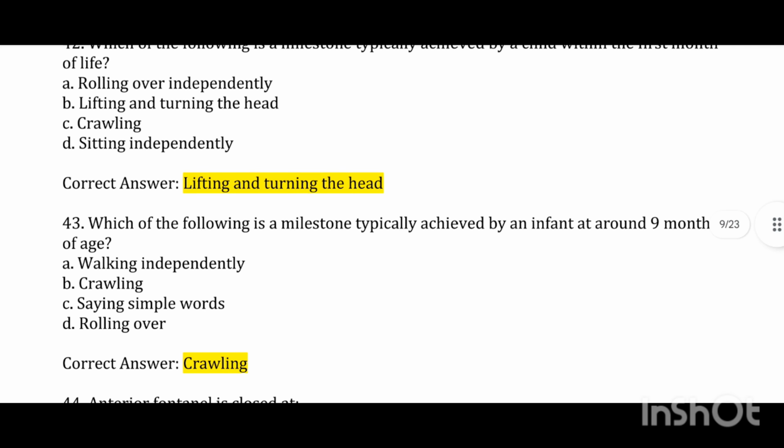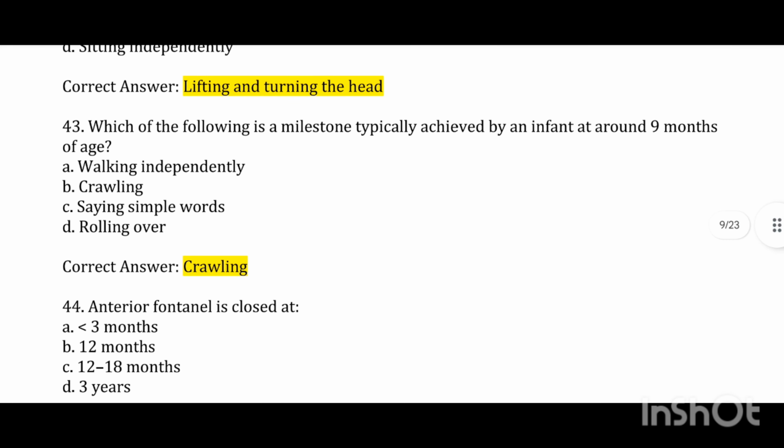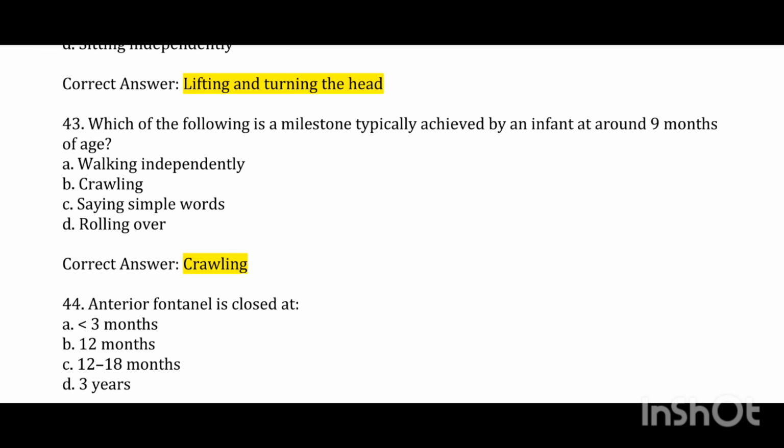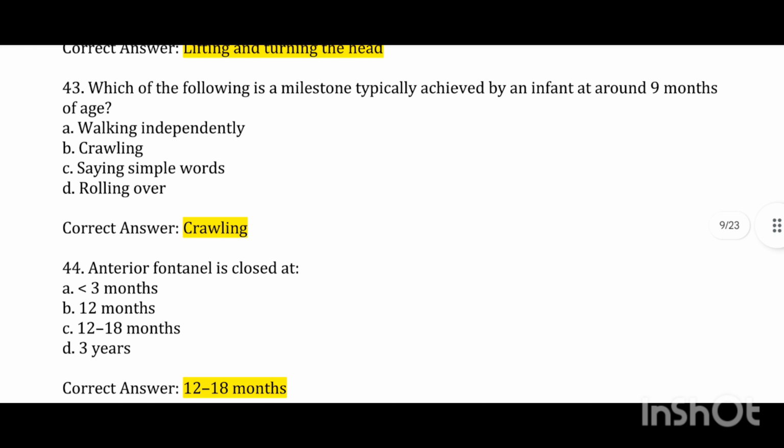Okay. Next is question number 44. Anterior fontanelle is closed at less than 3 months, 12 months, 12 to 18 months, or 3 years of age. Previously also I have told you this question. Any guess? The correct answer is 12 to 18 months. So the anterior fontanelle is closed at 12 to 18 months. It is a very important question. In every exam it comes.